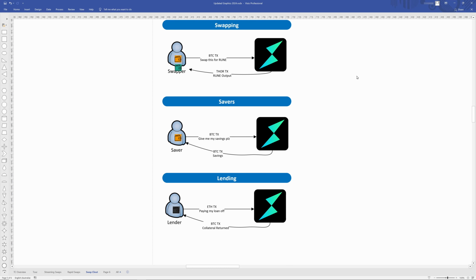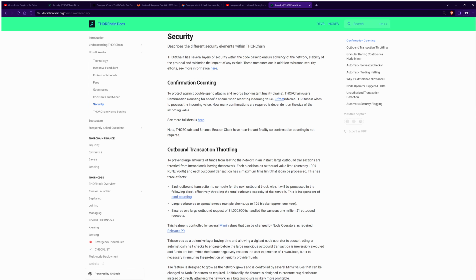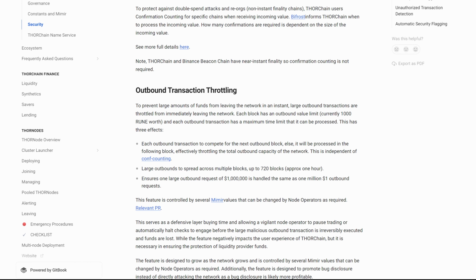Within THORChain, there's a security feature called the outbound delay. Essentially, that restricts or limits the outbound capacity of the network. That basically stops all of the network liquidity leaving at once. It always has to be done in a controlled manner.